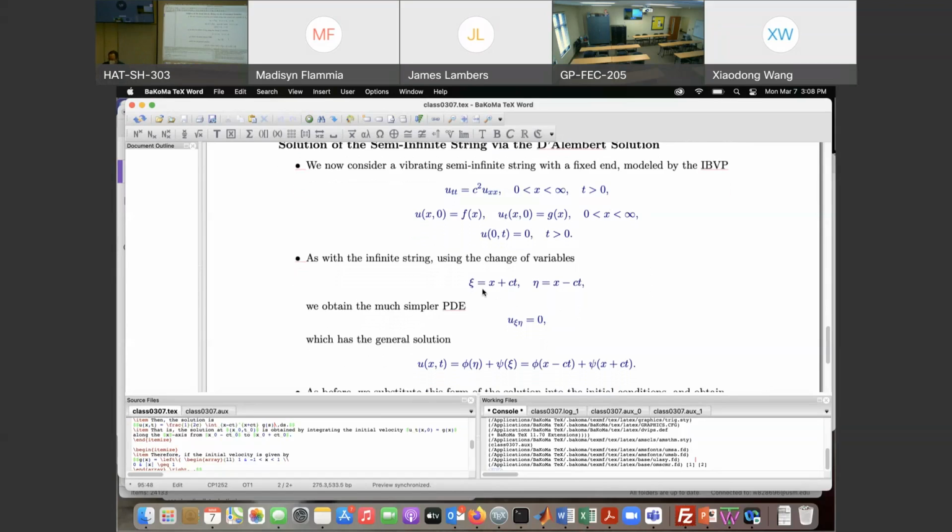So this part is exactly the same as before. We're defining these new variables, xi and eta, to be x plus or minus ct. And so in these new variables, we get this PDE, the derivative of u with respect to xi then eta is 0. And that would have this general solution. So just like before, it's going to be a function of x minus ct plus another function of x plus ct. We just have to figure out what those functions will be.